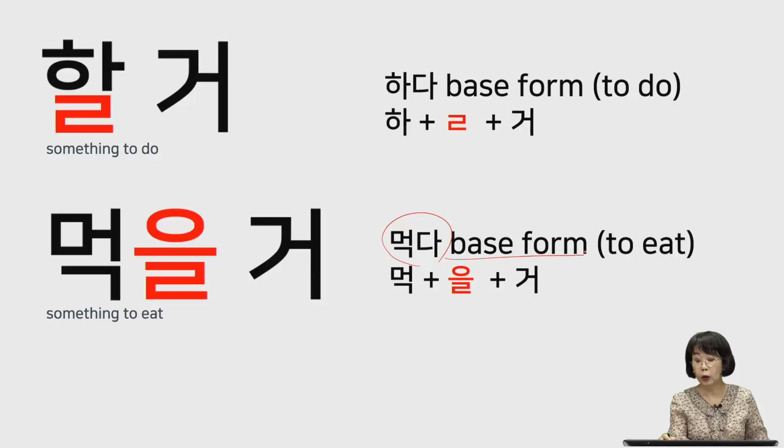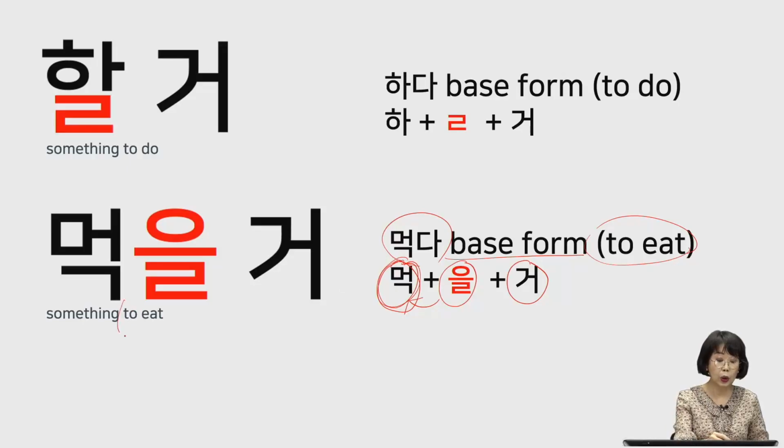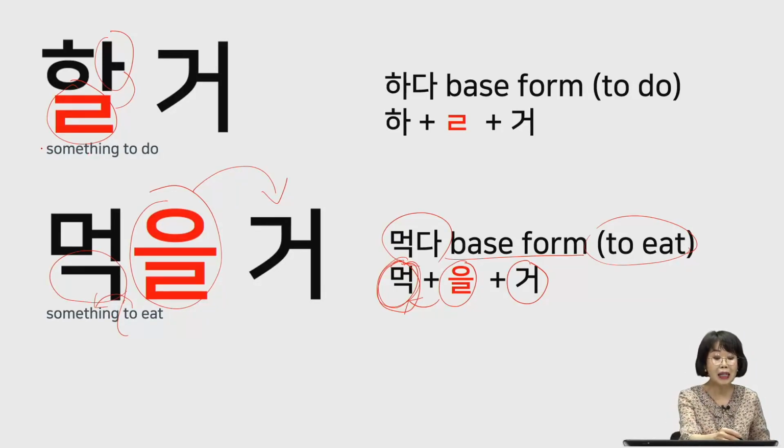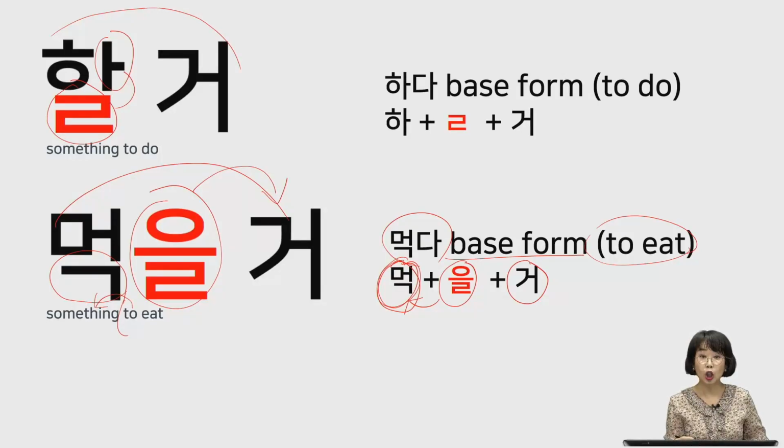먹다 is the base form, to eat. 먹다. The verb stem is 먹. When 먹 modifies 거, you should attach 을 to the verb stem 먹. 먹을 거. Something to eat. 먹을 거. ㄹ is attached to a vowel. 을 is attached to a consonant. 할 거. 먹을 거.